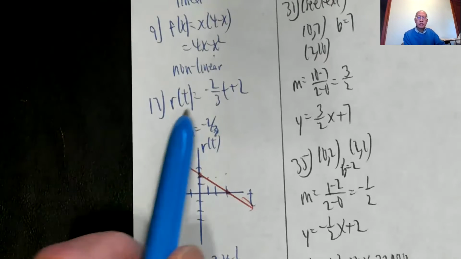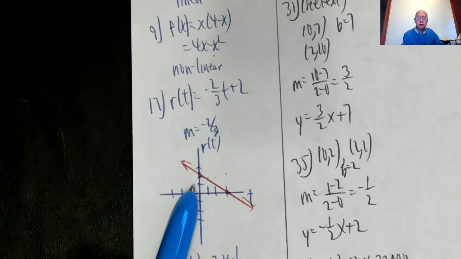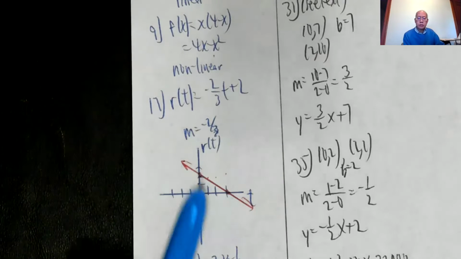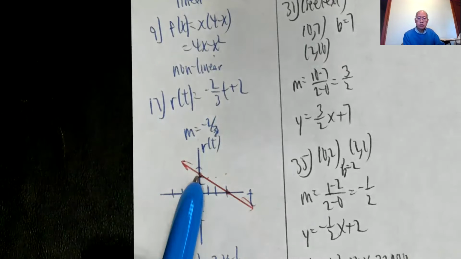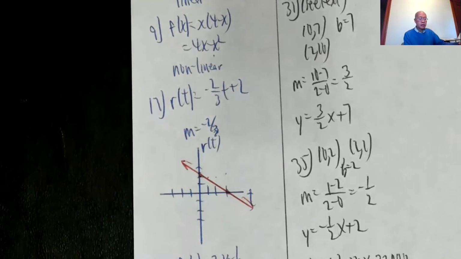Number 12, r of t is negative 2/3 t plus 2. Okay, slope is negative 2/3. The y-intercept is 2, so I go up to 2. Slope of negative 2/3 means over 3 down 2, and connect the dots.